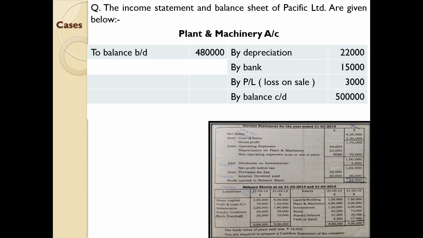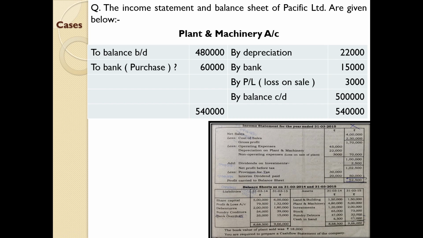Next one, depreciation is already given in the question, 22,000, so it has to be recorded. So once you take the total of both sides, you can see that there is a difference of amount on the left hand side that has to be considered as the purchase during the year. So we have dealt with plant and machinery.